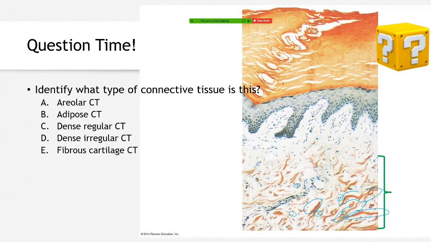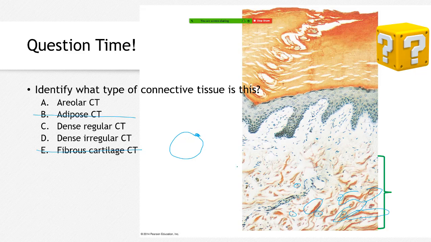So let's look at some of these things, okay? Looking at this, it can't be a cartilage because we said that it doesn't have a chondrocyte inside the lacuna. It's not going to be adipose connective tissue because adipose connective tissue will have this rounder kind of cell with the nucleus on the side. So it can't be that.